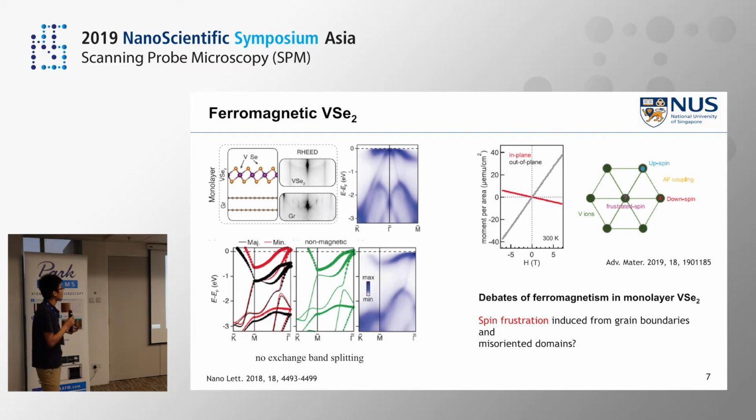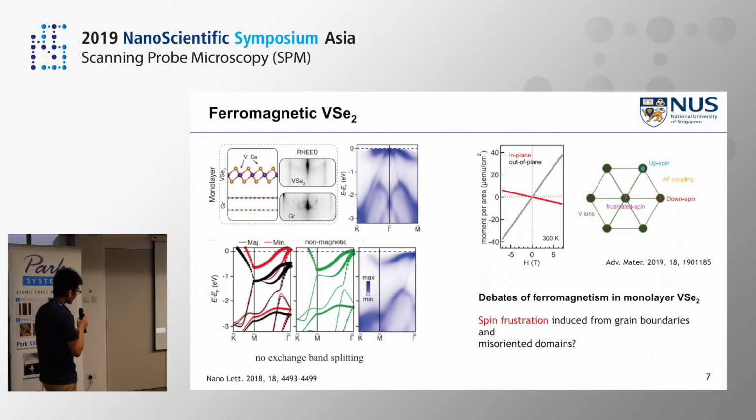And also this year, there's another work proposing reasons for such a result. They think the sample is ambiguous because it consists of tiny domains, and the domains are misoriented with many grain boundaries. Such effects will induce spin frustration. So they suggest the VSe2 monolayer is a spin-frustrated magnet.